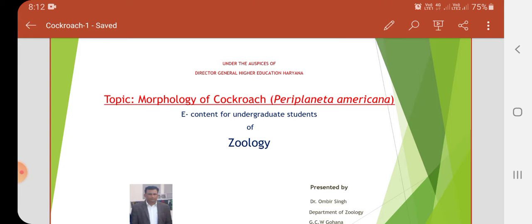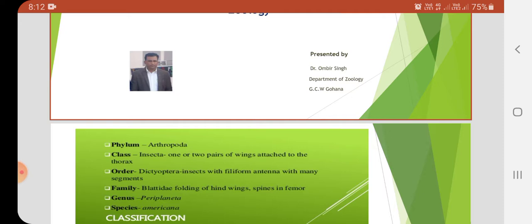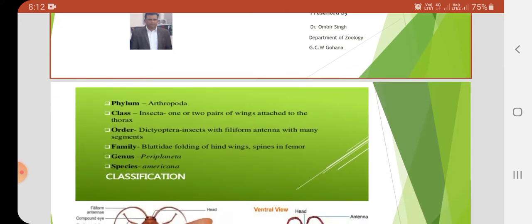Today I am here to discuss an important topic, the morphology of cockroach. Before going on to the morphology of cockroach, we talk about the classification of cockroach.